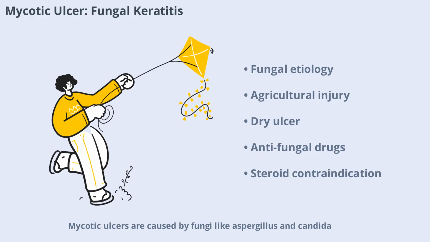Mycotic ulcers are caused by fungi like Aspergillus and Candida, often following agricultural injuries. Symptoms include mild pain, irritation, watering, and a yellow patch on the cornea. Signs are a yellowish-white, dry-looking ulcer with dry slough and thick hypopyon.